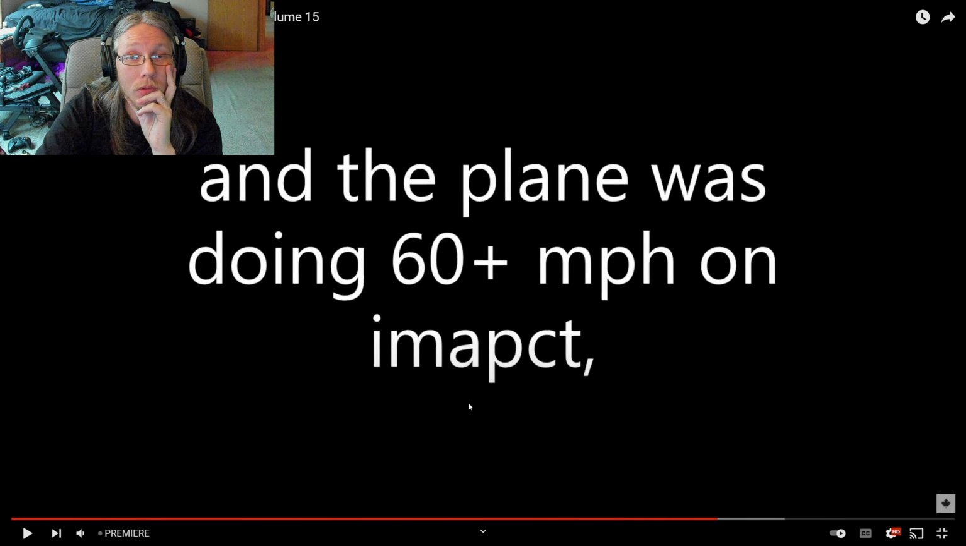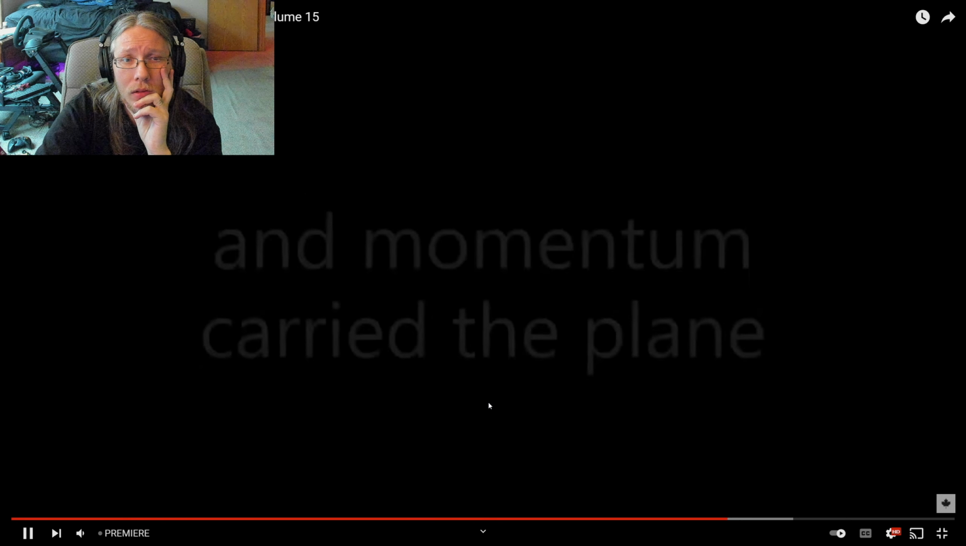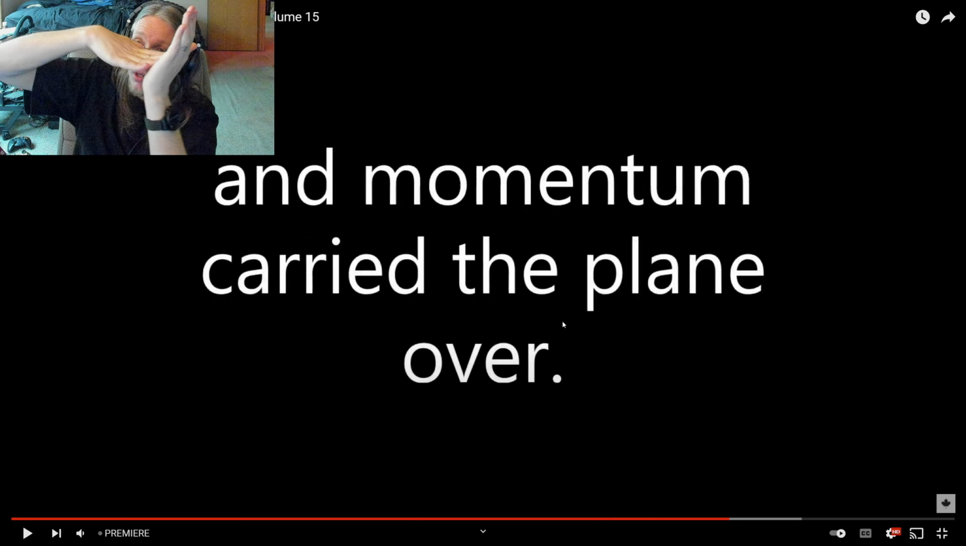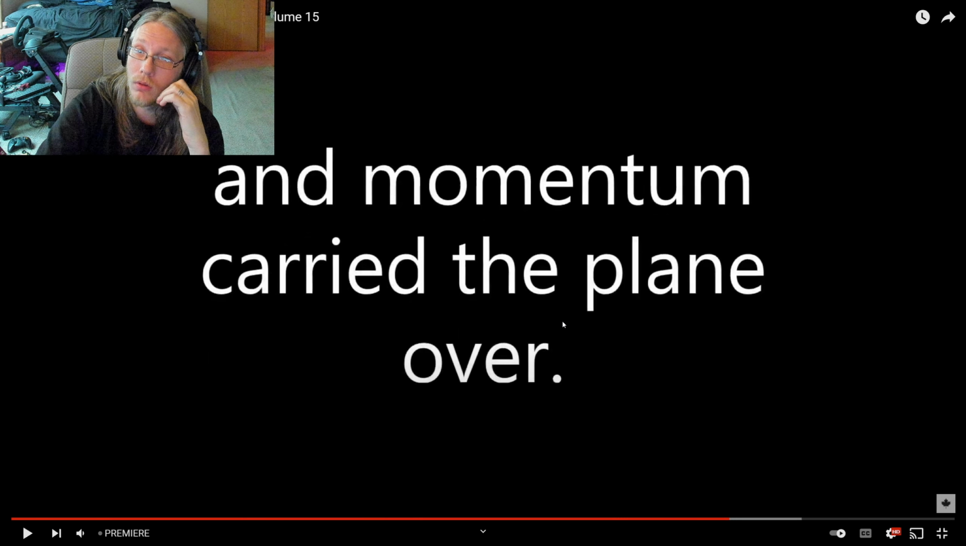And the plane was doing 60 plus miles per hour on impact. Yeah, around 50 something. Little under 60, I would say. And the momentum carried the plane over. No, the momentum of the plane carried it to the ground. It slammed it to the ground, which is what bent that back. It came in, hit, and slammed to the ground. When your forward momentum stops, your downward momentum increases.